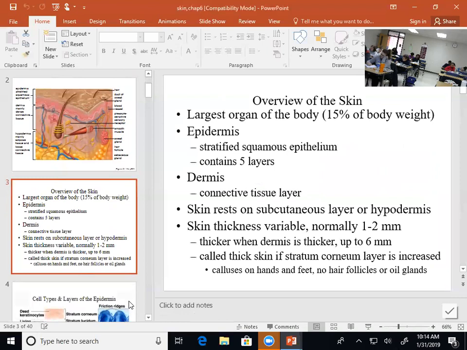It is our largest organ, 15% or so of your body weight. When we think about the skin, we think about 2 layers.